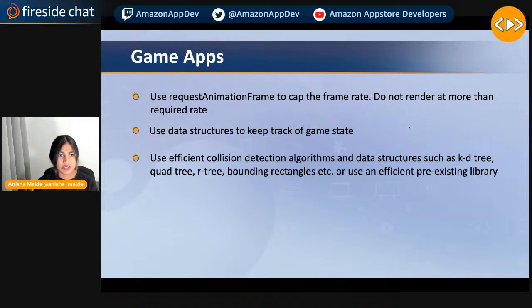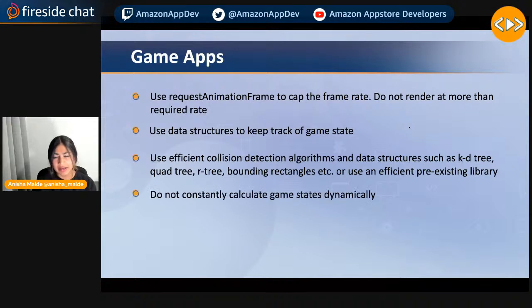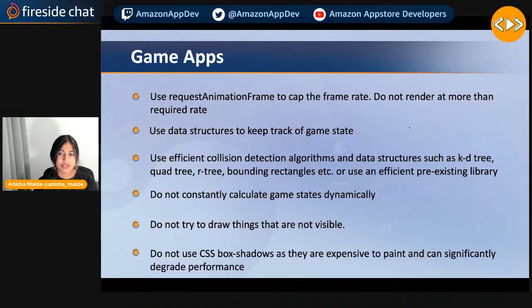Use efficient collision detection algorithms and data structures such as the KD tree, or use an efficient pre-existing library. Don't constantly calculate the game states dynamically, and don't try and draw things that are not visible. And finally, don't use CSS shadows, as they are expensive to paint and can significantly degrade performance.